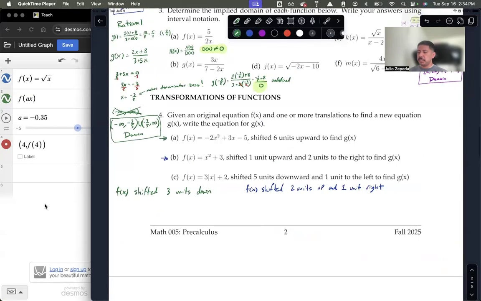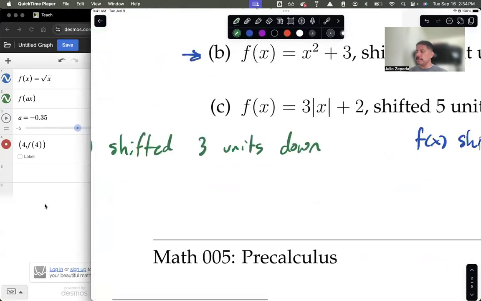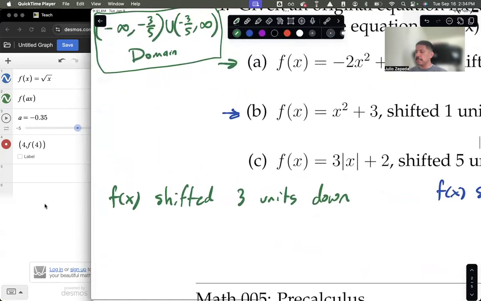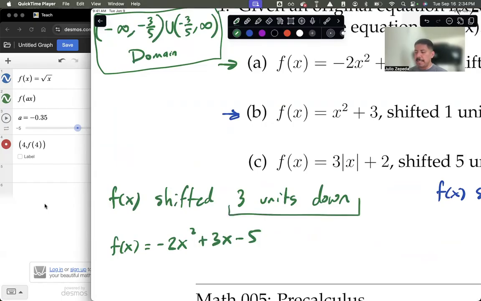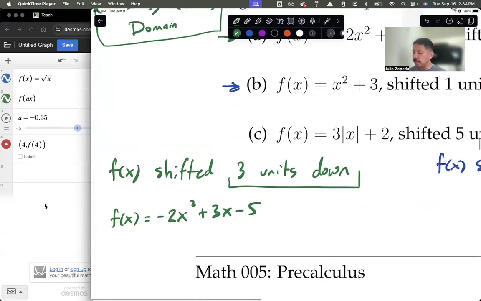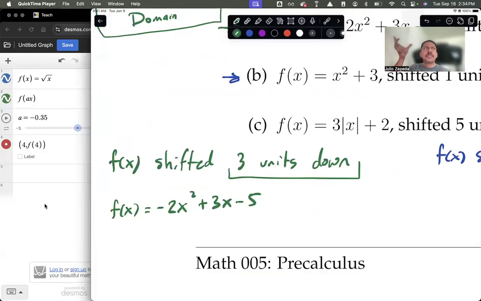This one here is just taking a function. So there's a function right there, f of x. I'll use f of x equals negative 2x squared plus 3x minus 5. And we want to shift this function 3 units down. How do we shift this new function? So how do we produce a new function that is just f of x shifted 3 units down?